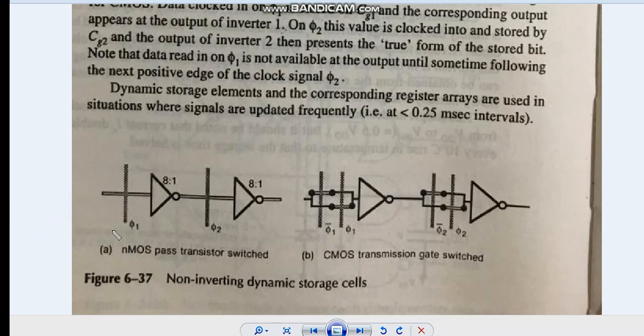So next, the non-inverting dynamic storage cell. If we use the same structure as previously, we have a single NMOS and the inverter, so the output gets inverted. That is, if D is applied across this one, the output was D bar. Similarly, if the same D bar is given to the next combination of this circuit, then the output will definitely be D here. Hence we call it the non-inverting dynamic storage cell.